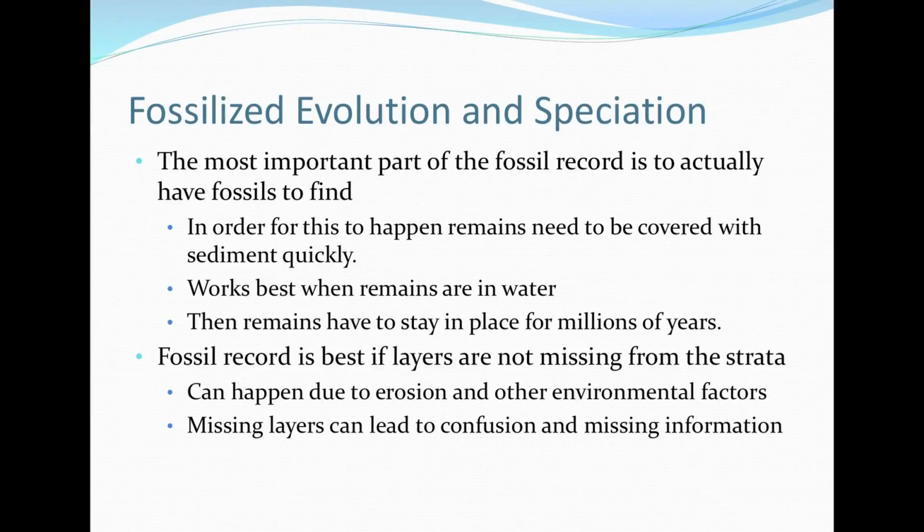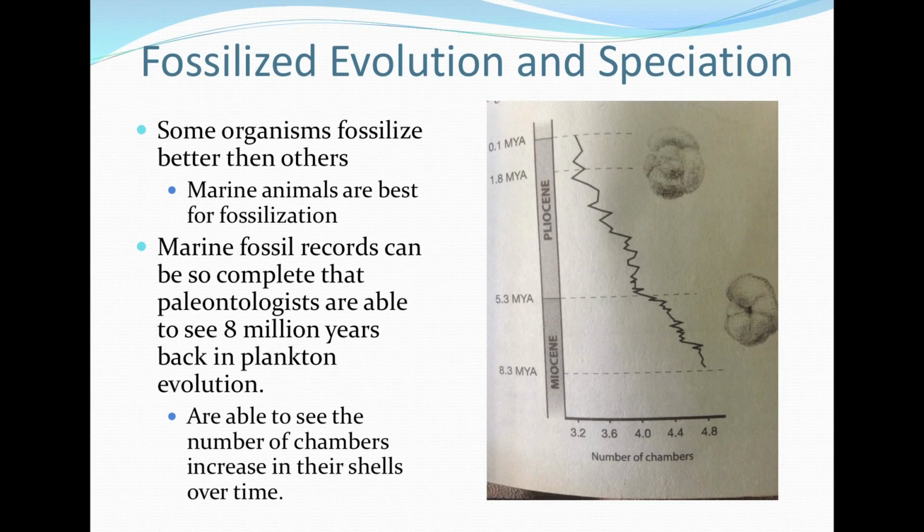In order to have a fossil record, fossils must first be formed. Ideally, the fossil record would have no missing layers, ensuring that a continuous record could be found. Typically, layers are lost due to erosion and other environmental factors that cannot be avoided. Missing layers can pose confusion when trying to identify the evolutionary changes a species went through. That being said, some organisms fossilize much better than others and therefore have a much better fossil record.